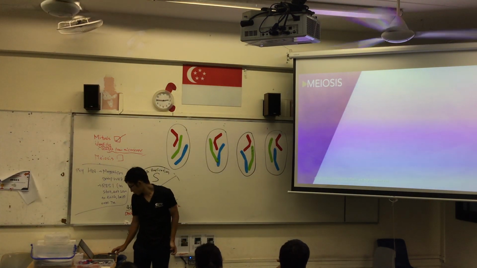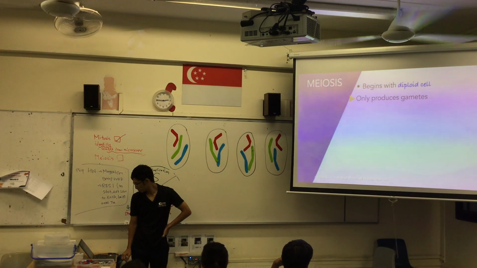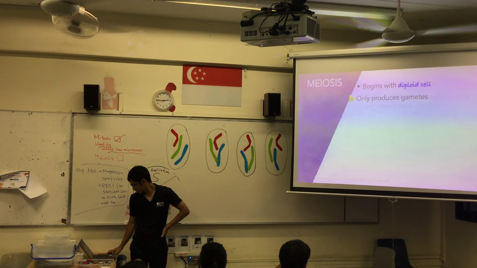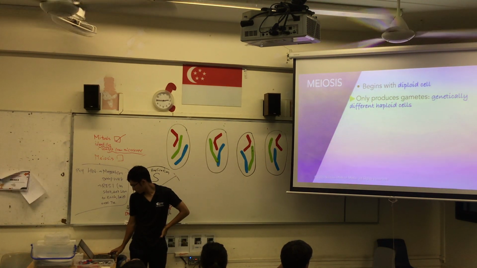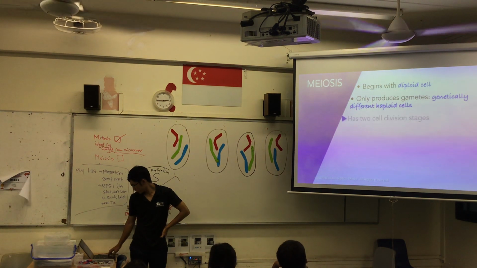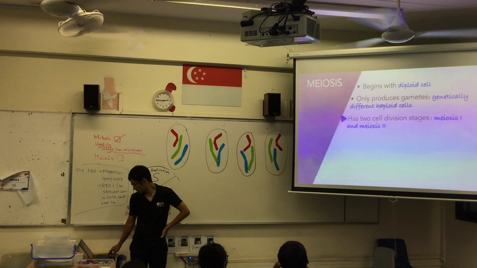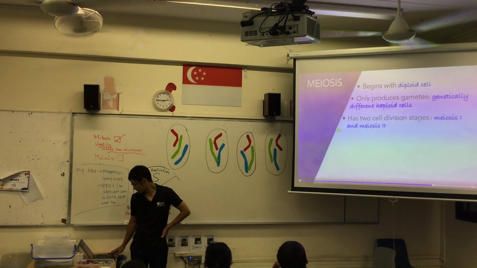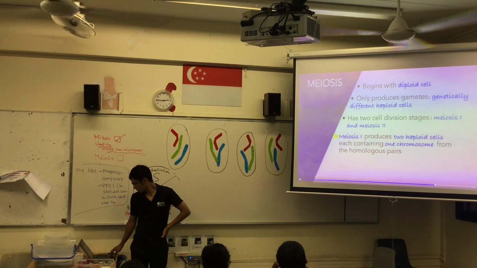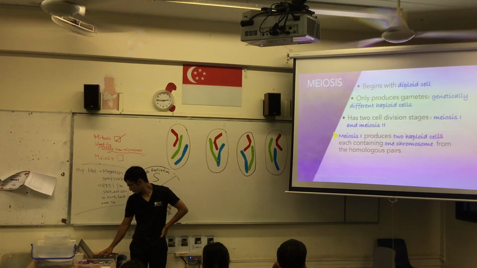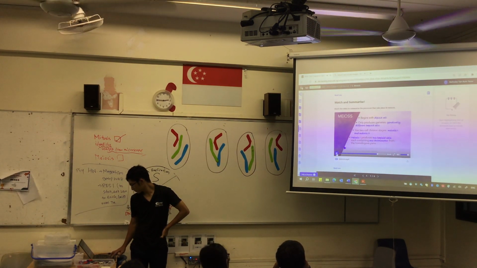Some key points to remember about meiosis. It begins with a diploid cell. Meiosis only produces gametes. Gametes are genetically different haploid cells, sperm cells in males and eggs in females. Meiosis has 2 stages of cell division, called meiosis I and meiosis II. During meiosis I, homologous chromosomes separate to produce 2 haploid cells, each containing chromosomes in the form of paired sister chromatids.